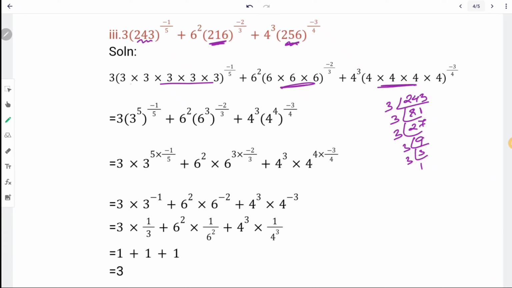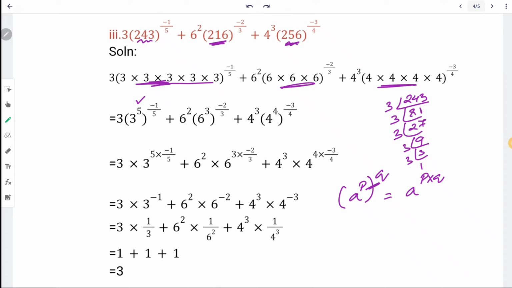Once we get that, because there are five 3s here, we'll simply write 3 to the power 5, and then 6 to the power 3, and then 4 to the power 4. Once we are done with that, same thing again, the same formula, a to the power p multiplied by q, which means a, and then p multiplied by q. We just have to multiply the powers here.